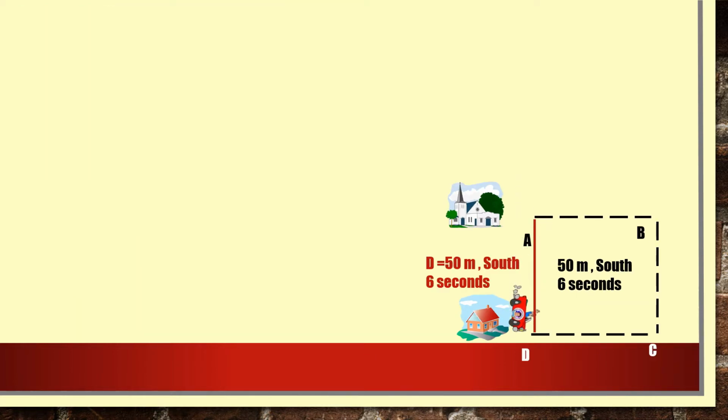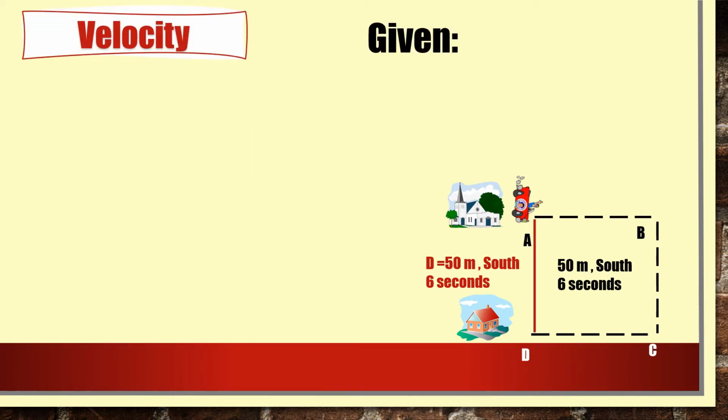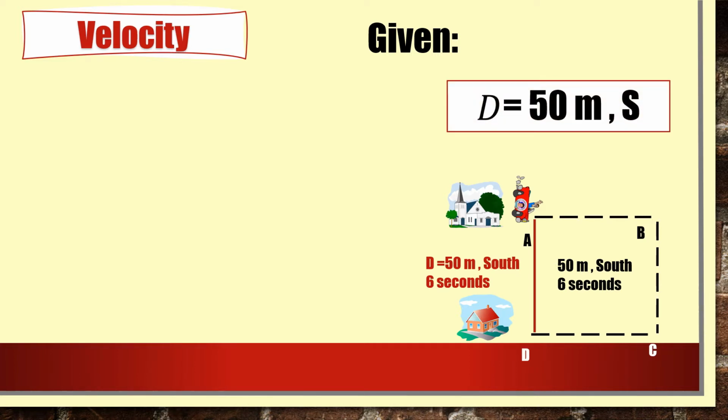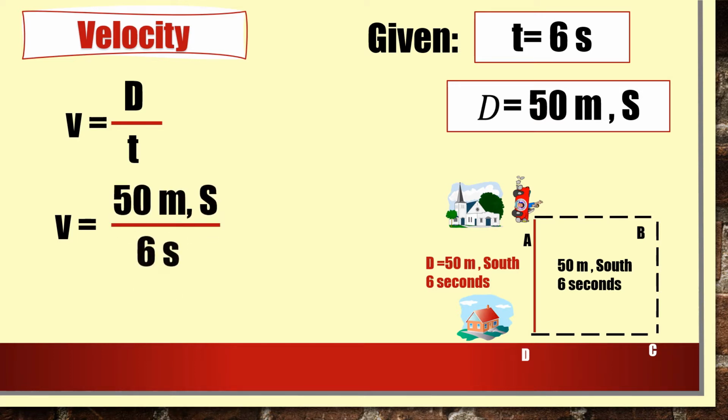Next, we have to solve for the average velocity of Reeds. By looking at the illustration, we can conclude that his displacement is equal to 50 meters to south with a time interval of 6 seconds. For solving his velocity, we will use the formula velocity is equal to displacement divided by time, which is 50 meters to the south divided by 6 seconds. The average velocity of Reeds is equal to 8.33 meters per second going south.